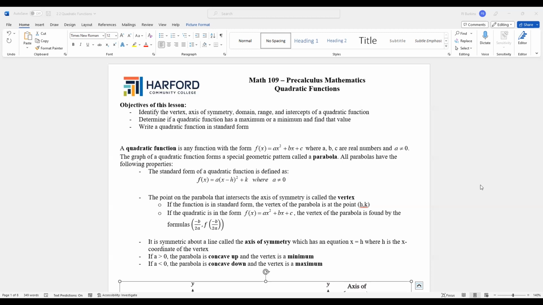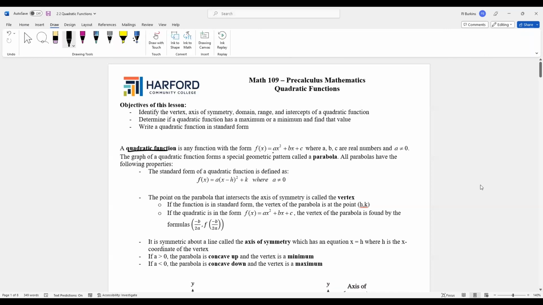So recall that a quadratic function is of the form ax squared plus bx plus c, and a, b, and c are all real numbers, and a is not allowed to be 0, right? Because then that would wipe out the squared term and it's no longer parabolic. So the graph of a quadratic function forms a geometric pattern called a parabola, which we've discussed.